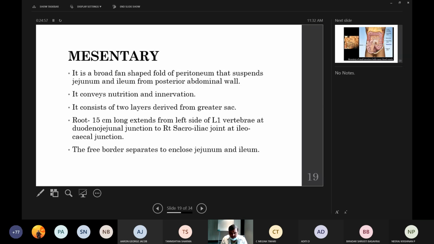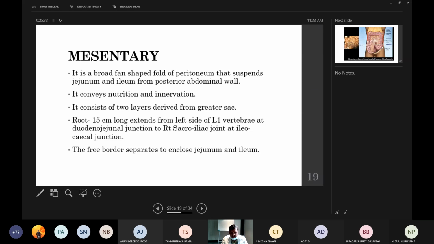It consists of two layers, both derived from the greater sac. The mesentery consists of two parts: one is the root and the second is the free margin. The free margin is attached to the coils of the intestine, whereas the root is attached across the posterior abdominal wall, and measures 15 cm long.